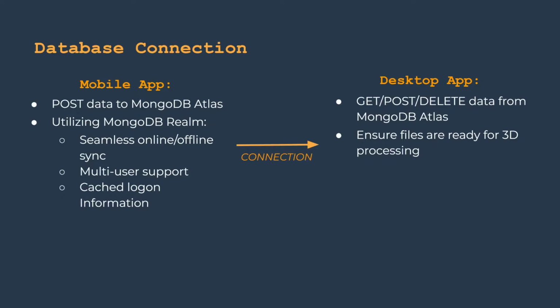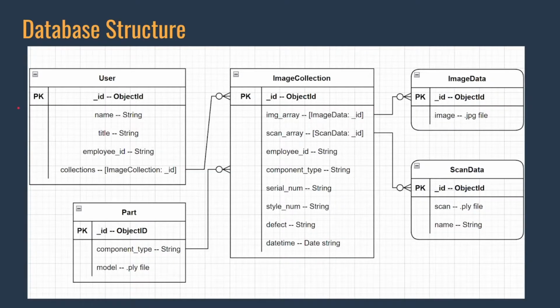This is then connected to our desktop app, which is able to get, post, and delete data from our Atlas database, and we make sure to save files to the database in a format that makes them ready for 3D processing. This is an entity relationship diagram describing our database structure.